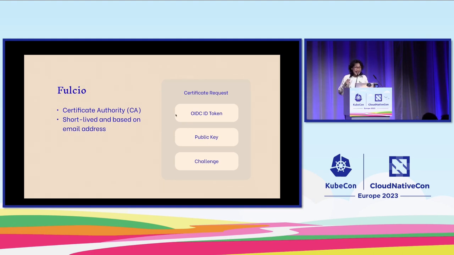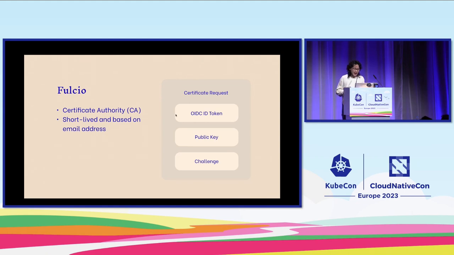And the anatomy of a certificate request is actually pretty simple. You have three things. The first one is your OIDC ID token. It sounds scary. Actually, it is just like you sign in with Gmail. If you went through Gmail, Gmail will give Fulcio a token. And then your public key and a challenge. A challenge sounds a little dramatic. I thought it was like a duel in cyberspace or something.